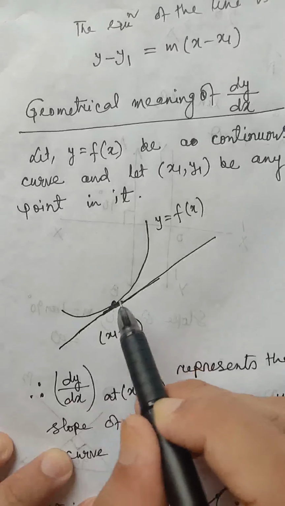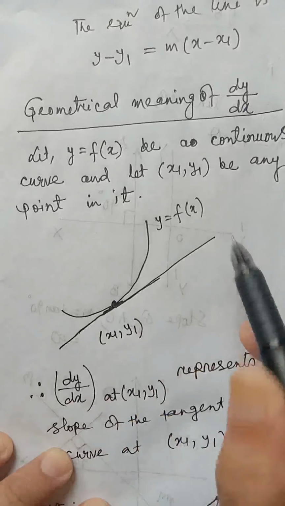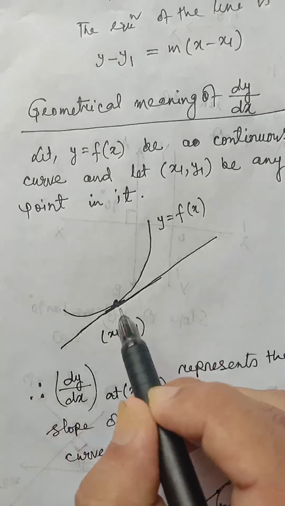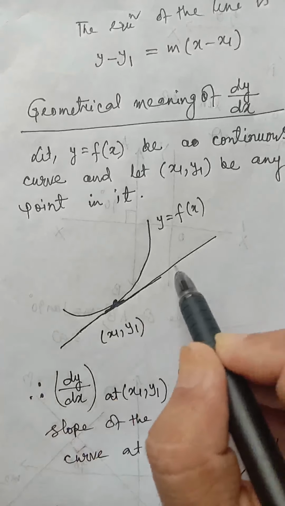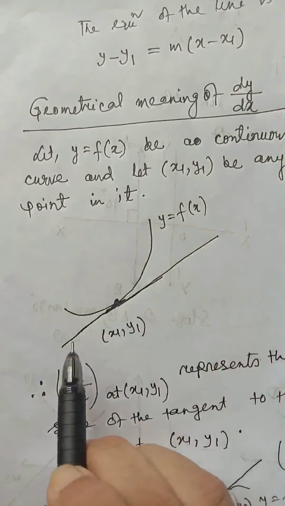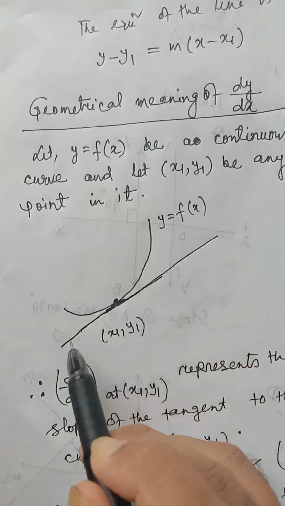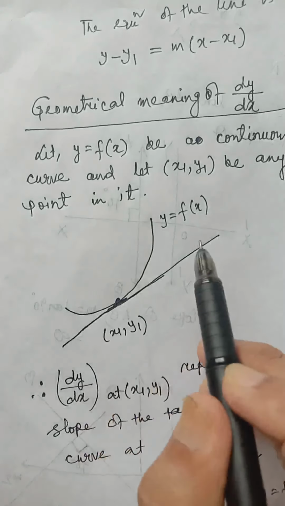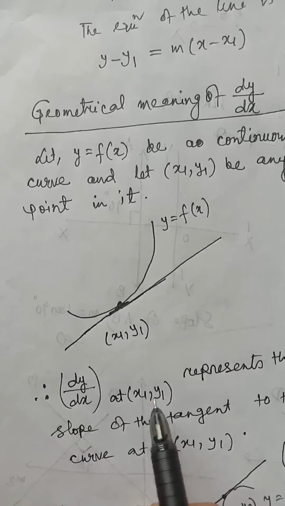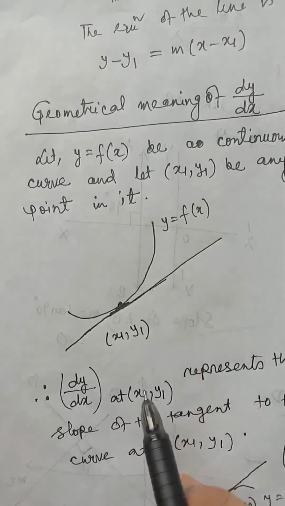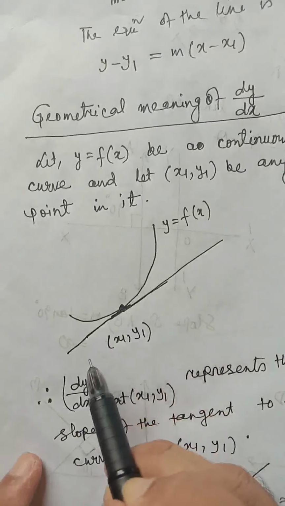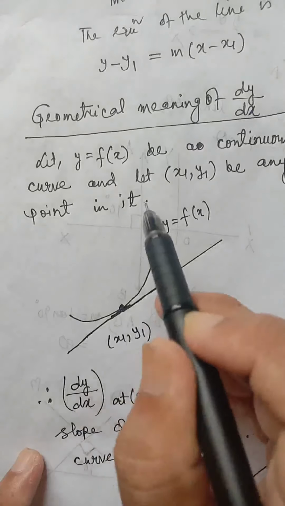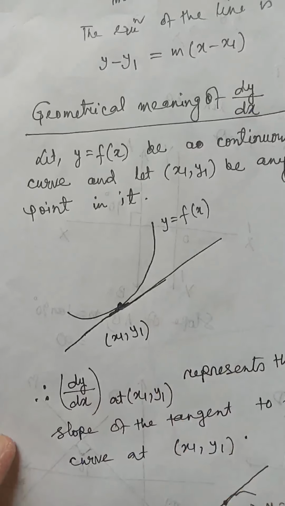Here you can see (x1, y1) is a point on the curve. At the point (x1, y1) a tangent is drawn to the curve. Here we don't know the angle made by this line with the x-axis, but still we can find its slope. How? dy/dx at (x1, y1). This is the application of dy/dx. So without knowing the angle made by this line with the positive direction of the x-axis, we can find its slope. So this is the use of dy/dx.